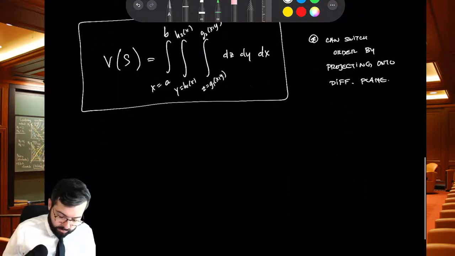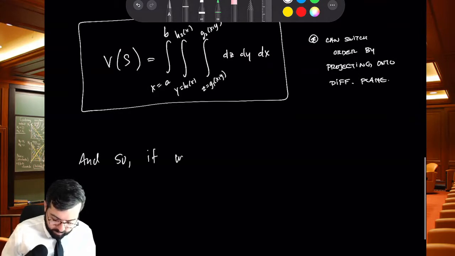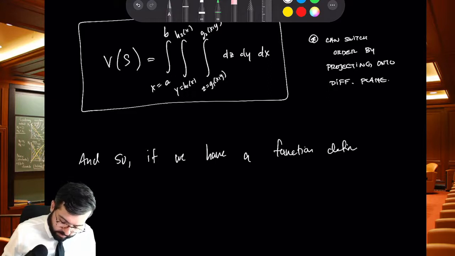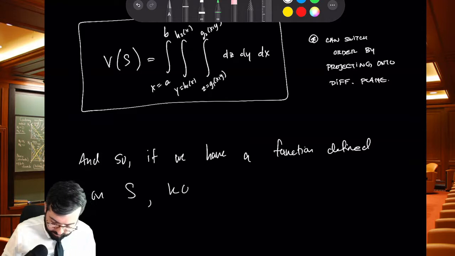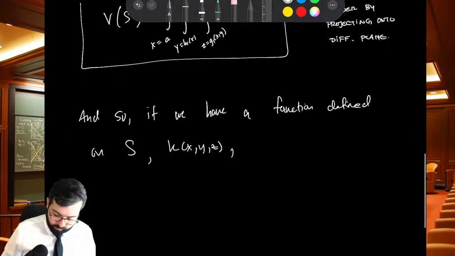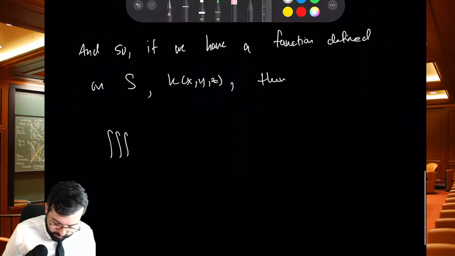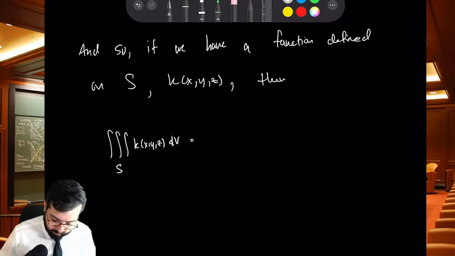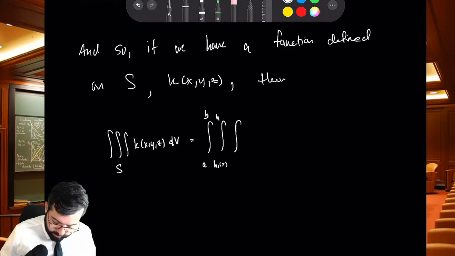So that's the volume, and so if we have a function defined on S, call it k of x, y, z, then the integral of this function, where we use a volume element here, you notice this dV, is equal to, and that's this piece up here that we just wrote, h1 of x to h2 of x, g1 of xy, g2 of xy, dz, dy, dx.